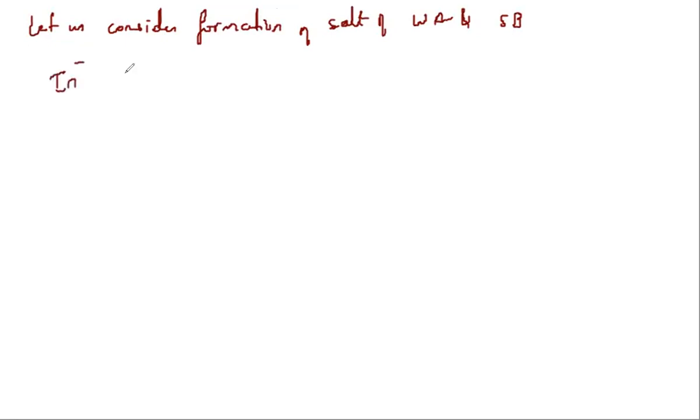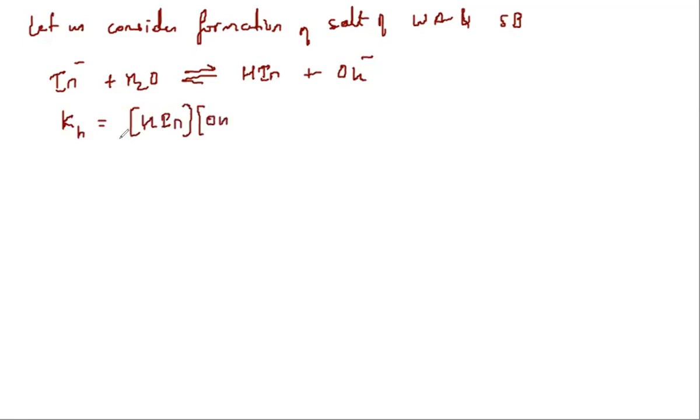In minus plus H2O, partial dissociation gives me HIn plus OH minus. Correct. This hydrolysis constant, how do I write it? This is hydrolysis, so I will write concentration of HIn into concentration of OH minus divided by concentration of In minus. Yes, hydrolysis. Correct. Let me call this equation 1. Cleared? Okay.